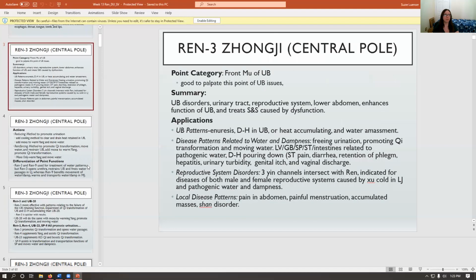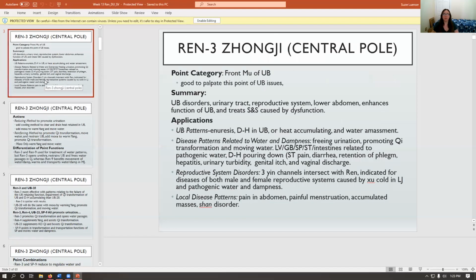Ren 3, first Ren point we're going to talk about, Ren 3 being the front mu of the UB. It says here in the notes it's a good place to palpate for UB issues. So we can think of it as like an Ashi point, if you will. We're going to be using this for UB patterns, essentially. Very often damp heat in the urinary bladder, issues with stagnation of water, things along those lines.